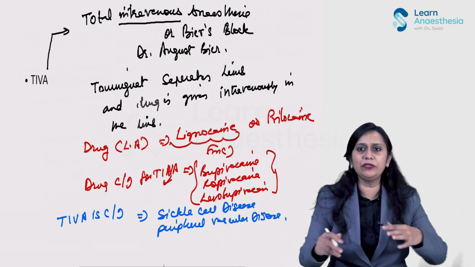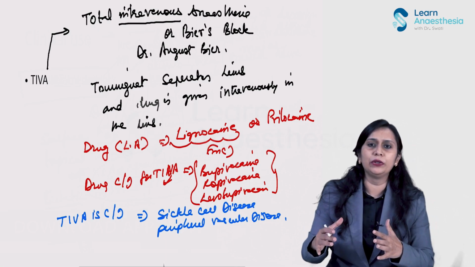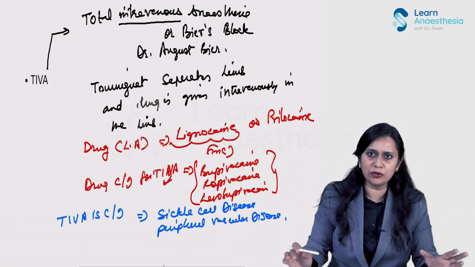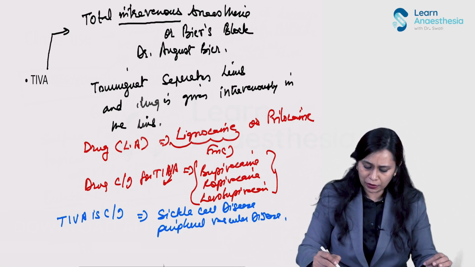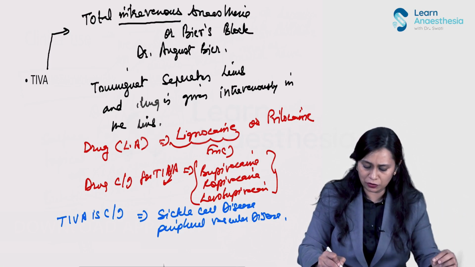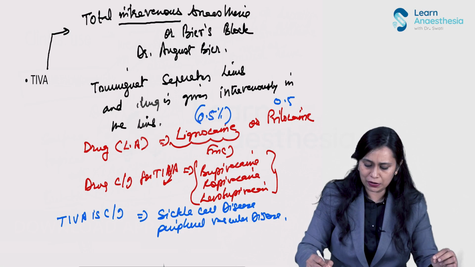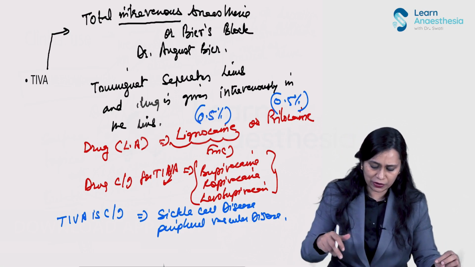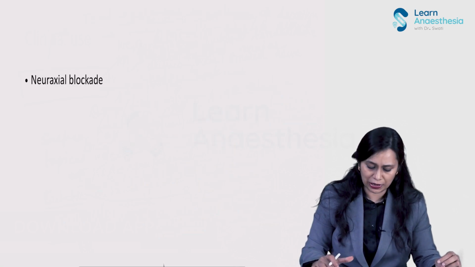So, in these conditions, we are not putting the tourniquet. In any condition where we cannot put the tourniquet, TIVA cannot be given. Okay, just remember this, TIVA. And one more thing, for TIVA, the concentration of lignocaine which is used, I'll give you in tabular form also, is 0.5%. We are using 0.5%, right? Which is a very low concentration of lignocaine. Okay, so this is about TIVA, one of the ways of regional anesthesia.